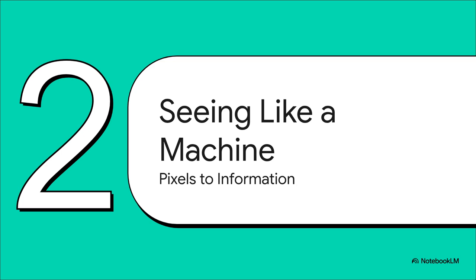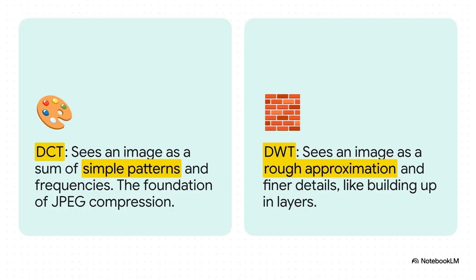Okay, section 2. So to really get how we can hide data inside a video, we need to shift our perspective. We have to stop looking at video with our human eyes and start seeing it like a machine does. And how do machines see it? Well, they use these really powerful mathematical tools to translate all that pixel data into something else entirely, frequency information. And the two big ones we're going to talk about are the discrete cosine transform, that's DCT, and the discrete wavelet transform, or DWT. These are our keys to the whole process.